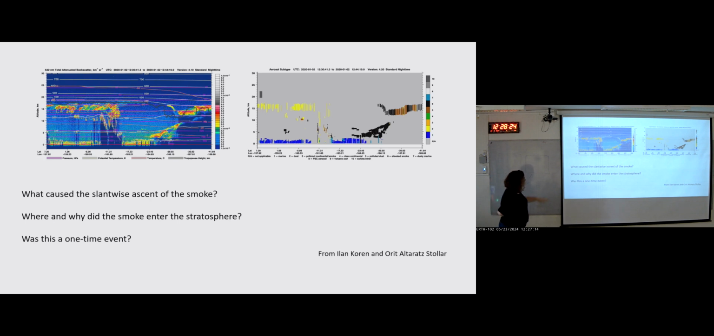We wanted to see what causes the slantwise ascent, and we wanted to know where and why the smoke entered the stratosphere, because we know from the bubble that it was there, and it's not here, so it wasn't there before. And once we started investigating, we wanted to know if this is something very random that only happened once, or maybe this is something more common.